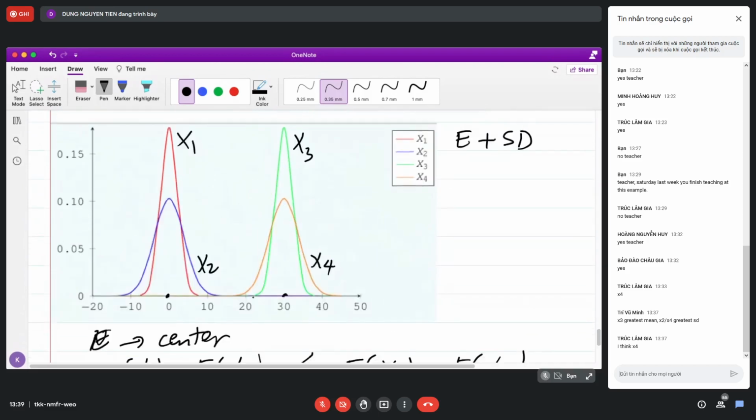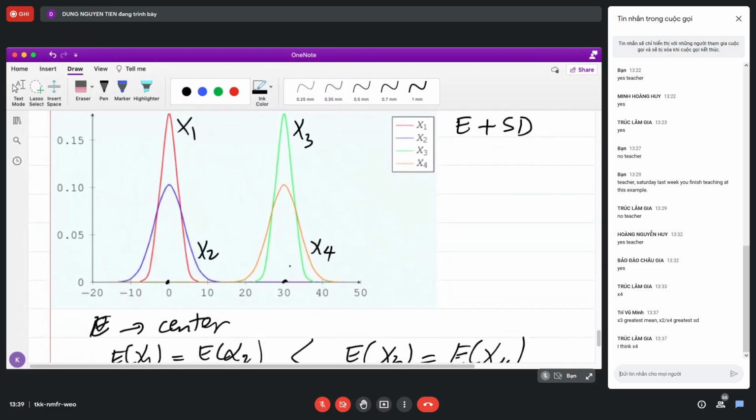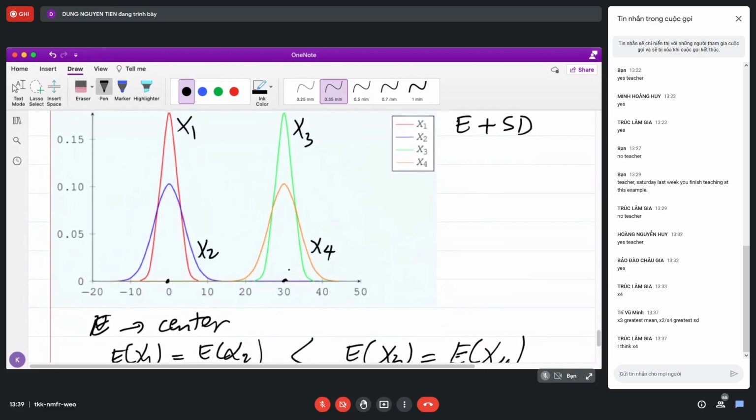Concerning the standard deviation, or the variance, it could be used to describe the variation of a distribution.